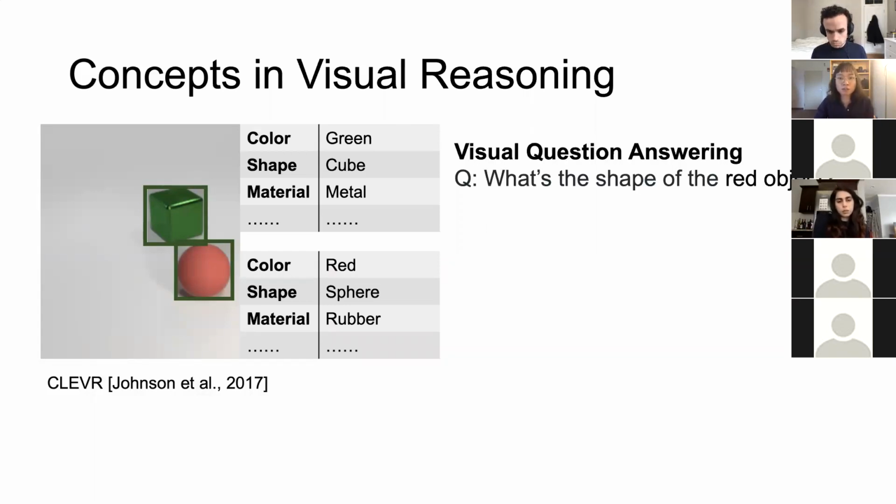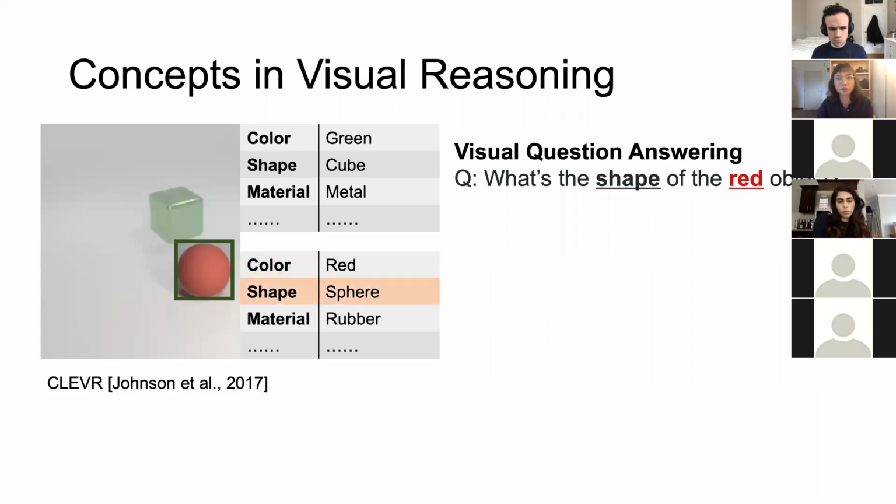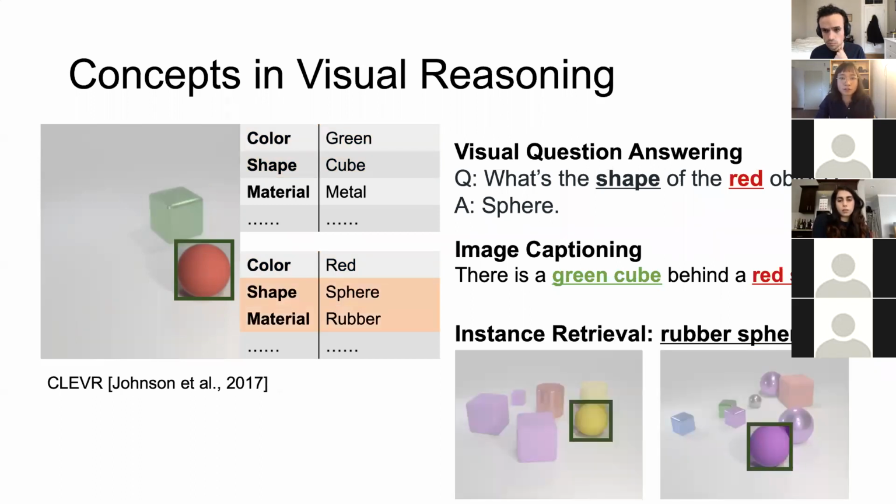Such visual concepts support us in performing reasoning over the image. As an example, to answer the question, what's the shape of the red object? We could first associate the word red with the color property of the second object and answer the question by querying the shape of the second object, which gives us the answer sphere. Beyond just answering questions, visual concepts also support visual reasoning of other forms. We can write image captions to describe the image that we are looking at, or we can retrieve instances from the dataset that are associated with a specific concept of interest, in this case, the rubber spheres.